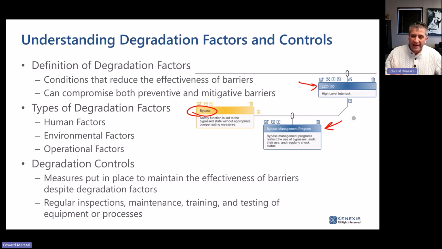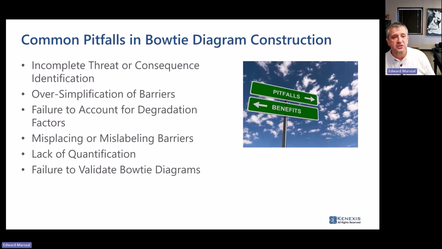So we're continuously expanding. We started with the HAZOP, where just the fact that we have an interlock was documented. Then we went into LOPA and we set performance targets and looked at the detailed attributes of the interlock. Now that we get into bow tie diagrams, we're going to start drilling down even deeper into what can go wrong and how am I controlling it. So those are degradation factors and degradation controls.